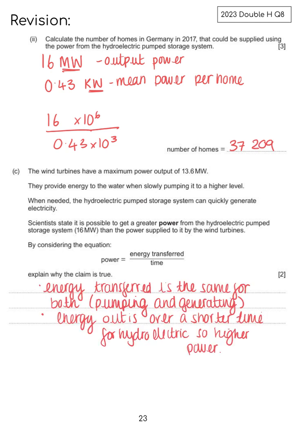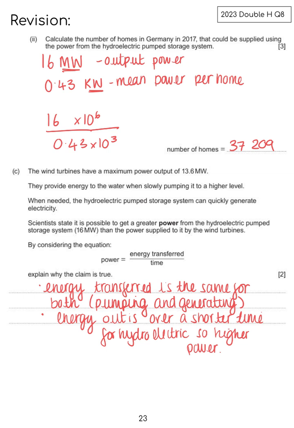And then part C is a little confusing because you need to understand the difference between energy and power, and quite often we do use the words fairly interchangeably. So it's talking about our wind turbines have a maximum power of 13.6, and they can provide energy to the water as we pump it up higher for our hydroelectric storage system, and then we generate a larger power from our hydroelectric system than we do for our wind turbines as we release our water. By considering the equation, power is energy transferred divided by time, explain why their claim is true.